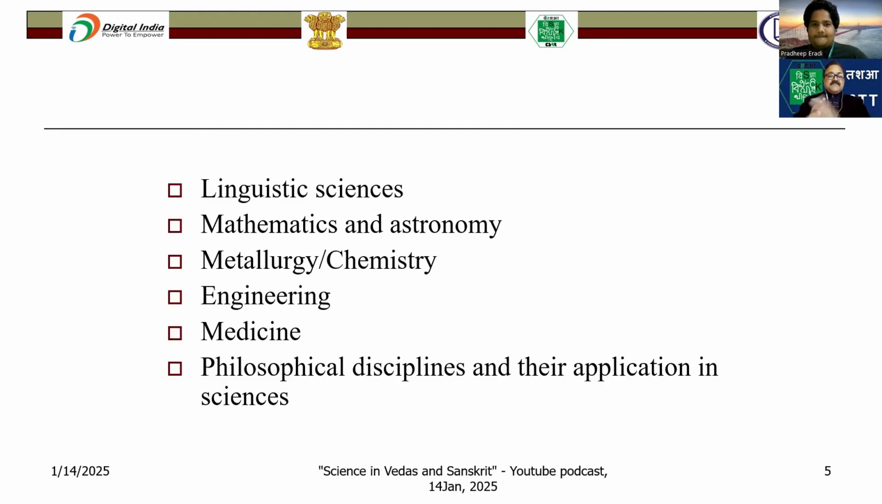So I'll basically talk about linguistic sciences, mathematics and astronomy. I've clubbed them together. Metallurgy, chemistry, engineering. I'll include architecture also in engineering. Medicine, and also towards the end, philosophical disciplines and their application in sciences. Now, philosophy in India is not non-science, right? It's a hardcore science, the philosophy.